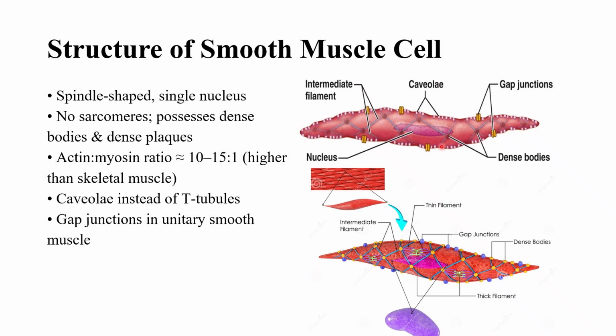Along the membrane, instead of the deep T tubules seen in skeletal muscle, smooth muscle uses small invaginations called caveolae. These bring extracellular calcium close to the contractile machinery, enabling the cell to respond efficiently to signals without an extensive tubular system. And finally, the cells are connected by gap junctions.